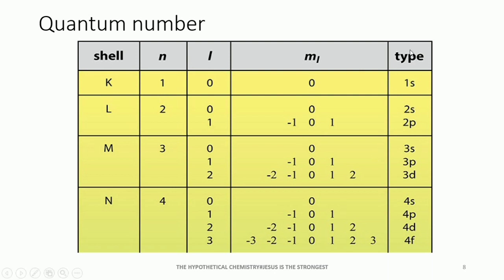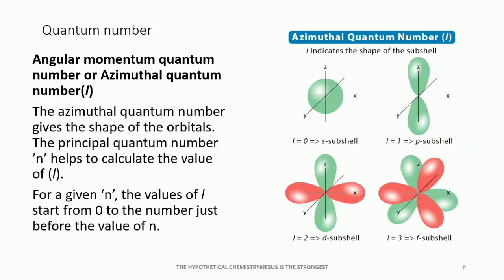Now, let's come to the type of orbital in question. So, we've learned that when the angular momentum quantum number is 0, we are talking about the s orbital. When it is 1, we are talking about the p orbital. When it is 2, we are talking about the d orbital. When it is 3, we are talking about the f orbital. When it is 4, we have the g, in that order. All right, we learned that from this slide.